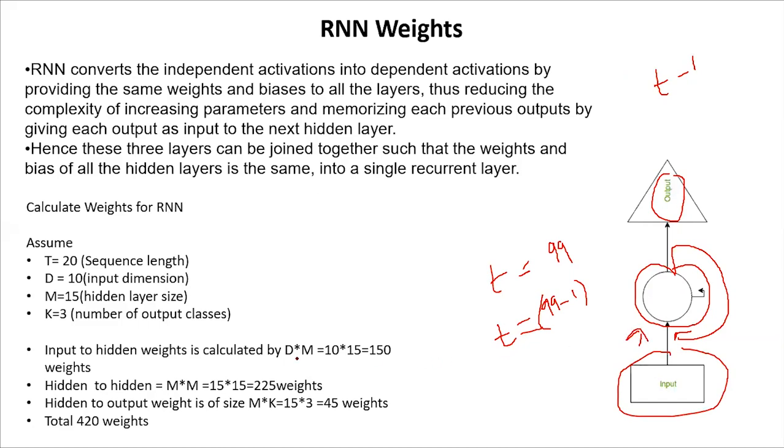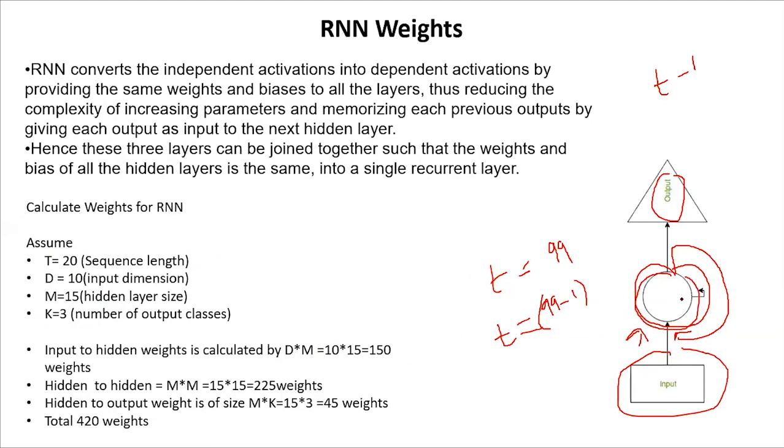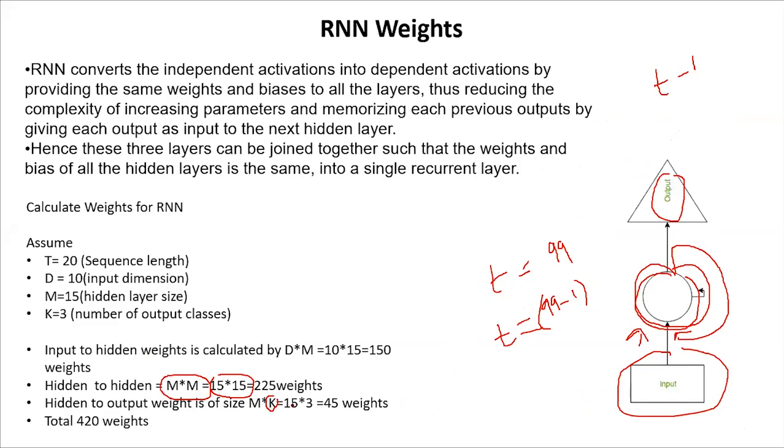Based on that, we calculate the input to hidden weights. It's given by the formula input dimensions times hidden layer size, that would be 10 times 15, 150 weights. Then there is hidden to hidden. Just imagine, over here we had 3 hidden layers having 6,000 weights, but now we have one hidden layer that feeds back to itself. So we multiply hidden layer size by hidden layer size, which gives us 15 times 15. These are the standard formulas used to calculate weights. And for hidden to output, K is basically the output classes. Over here also we had 3, as it's a multi-class classification, so 45 weights. So we have got just 420 weights.